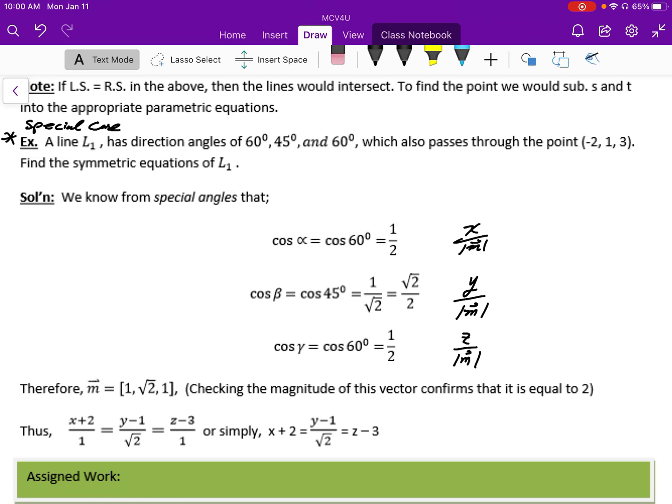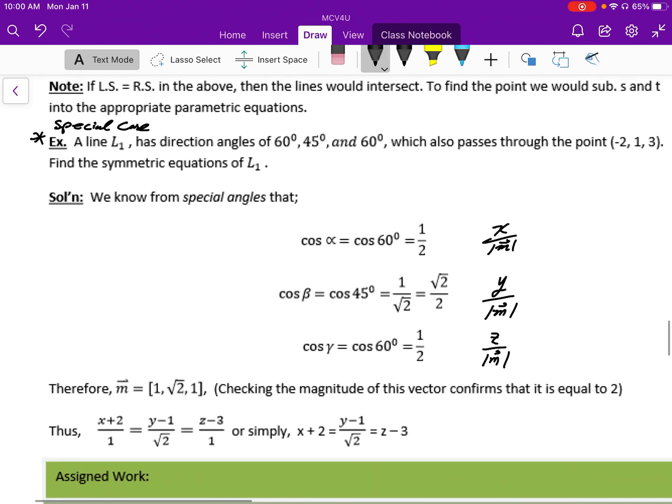60, 45, and 60 degrees. So L1 has direction angles like this. Find the symmetric equations for L1. Well, from the special angles, if you're taking a look at what the ratios are, cos alpha is cos 60, cos beta is the cos of 45, and then finally gamma here is 60 as well. So you end up with 1/2, cos of 45 is 1 over root 2, you rationalize the denominator, you get root 2 over 2, and then cos gamma is 1 over 2 as well.